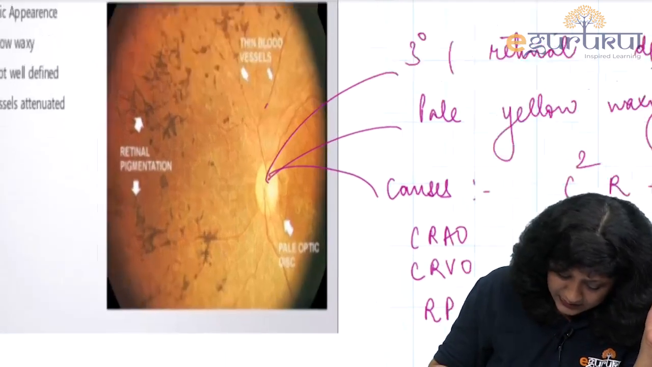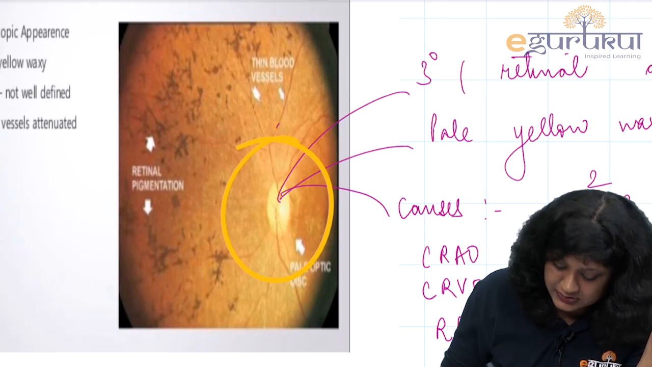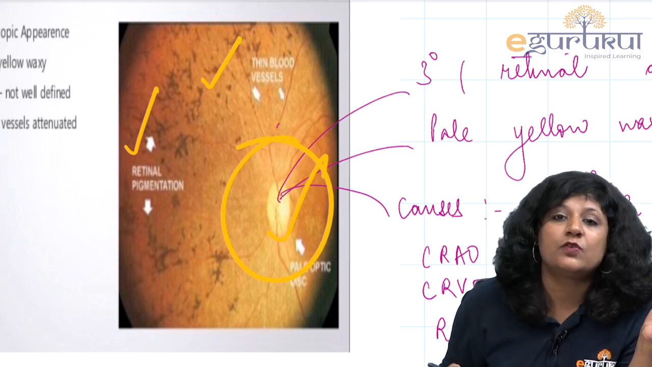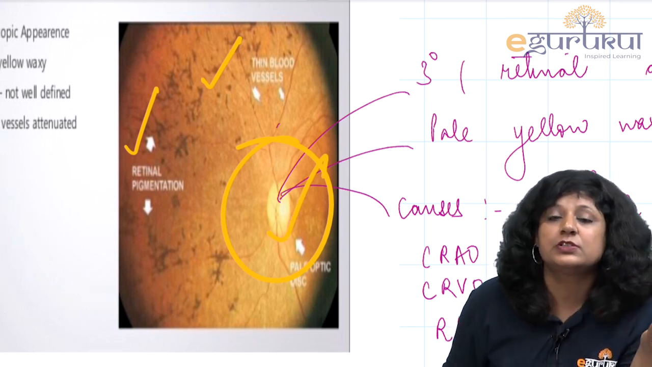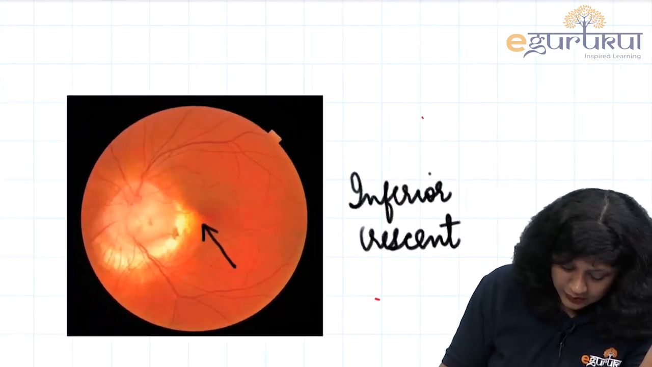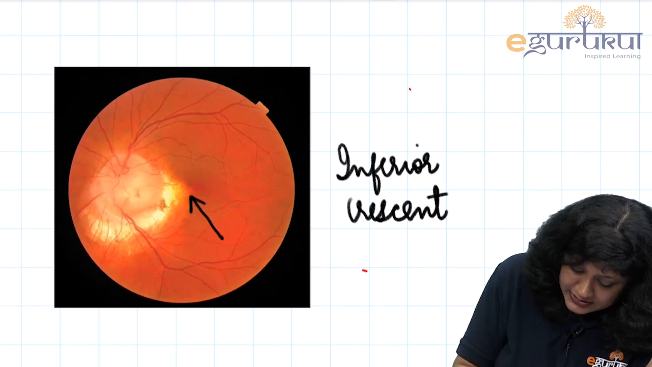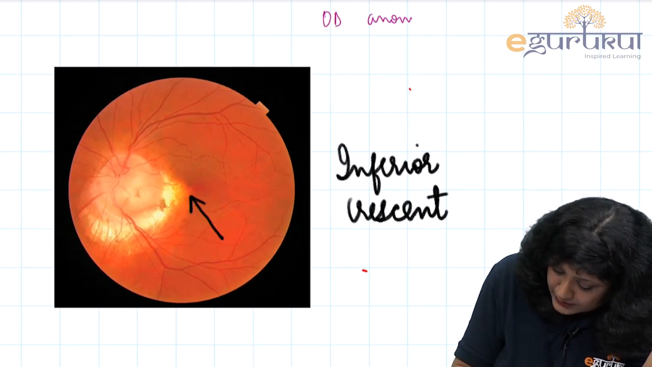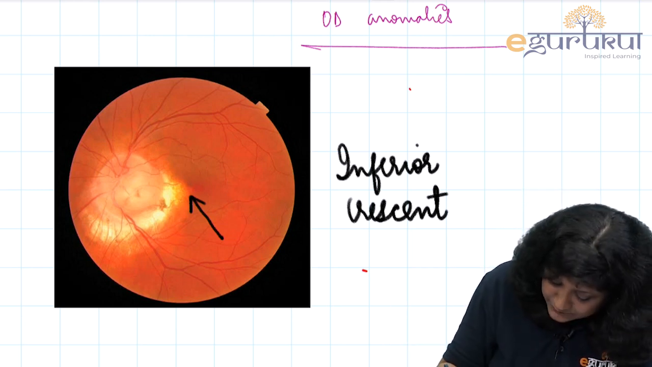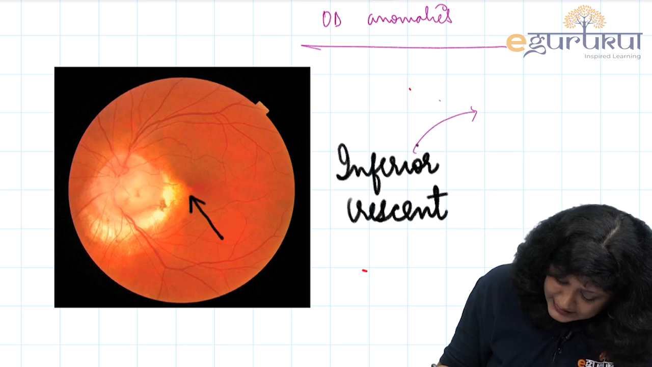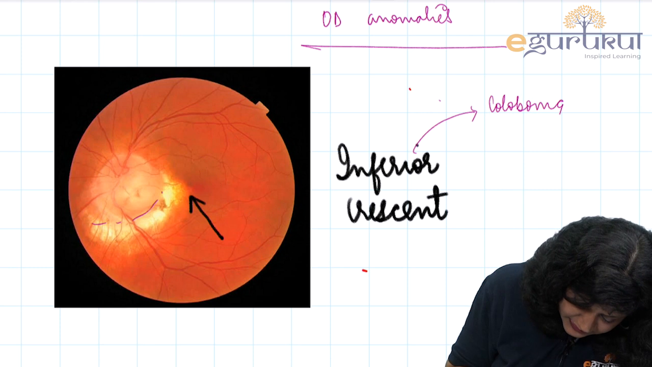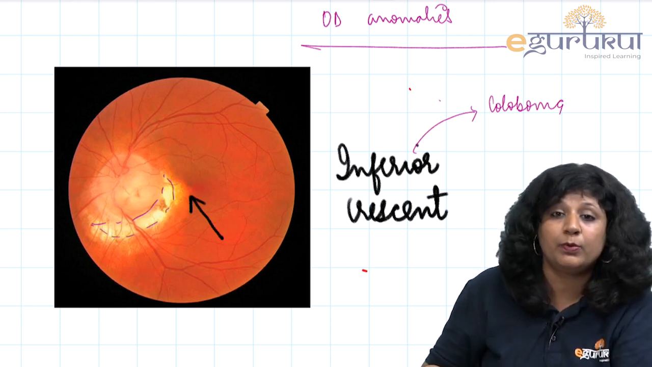And can you see, this is a typical case of retinitis pigmentosa. We are getting thin blood vessels, retinal pigmentation, and a pale yellow waxy optic disc. So in retinitis pigmentosa also we are getting tertiary optic atrophy. Now quickly see the anomalies. These are the optic disc anomalies. You can see the inferior crescent. This inferior crescent is actually seen in cases of optic disc coloboma. Can you see this crescent is visible? This is your optic disc coloboma.